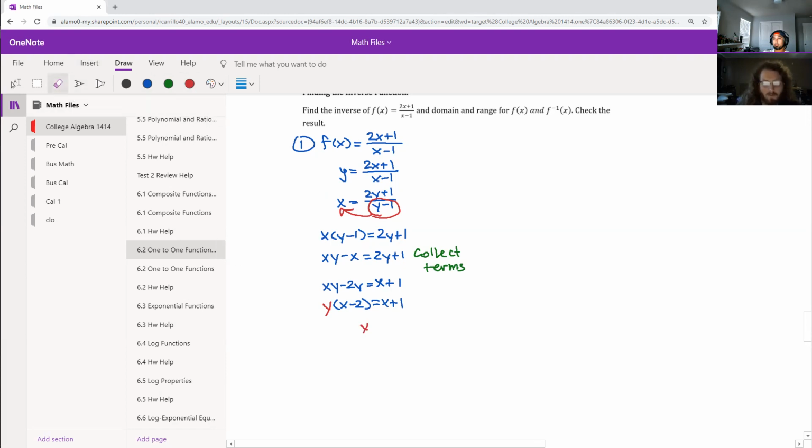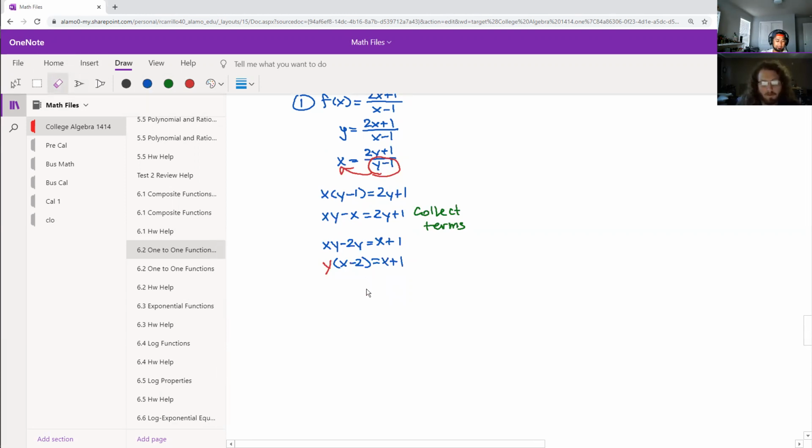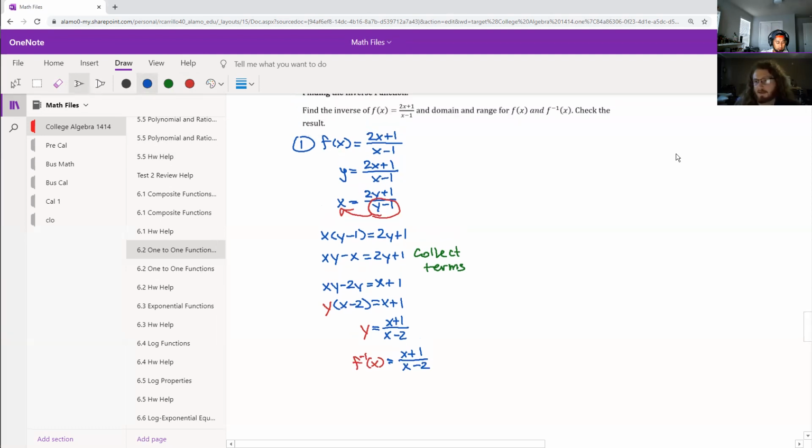Oops, wrote that a little goopy. What just happened to my computer? There we go. Okay, make sure that's working right. There we go. y will equal (x plus 1) divided by (x minus 2). And then, of course, we want to write back in for this y our f inverse of x equals (x plus 1)/(x minus 2). Cool.